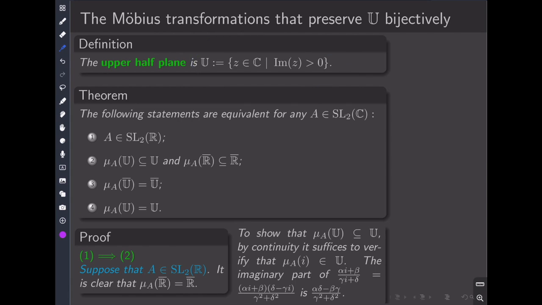And as I said, I want to locate the Möbius transformations that preserve U, and I want those that preserve U bijectively. I want to exclude, for example, vertical translations: the image of U is contained in U, but properly. I don't want those. I want the ones that preserve U bijectively.